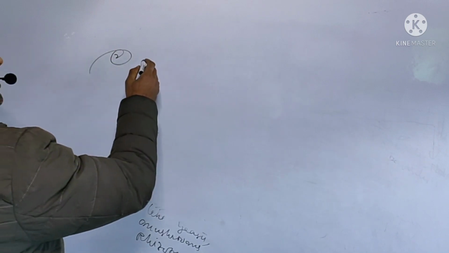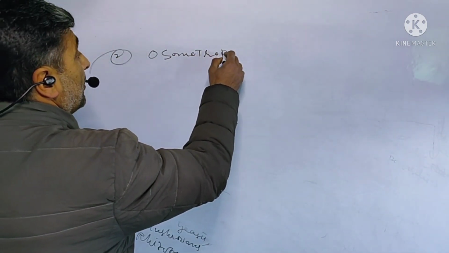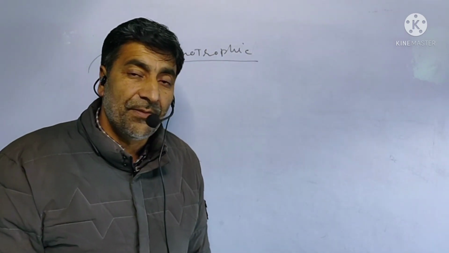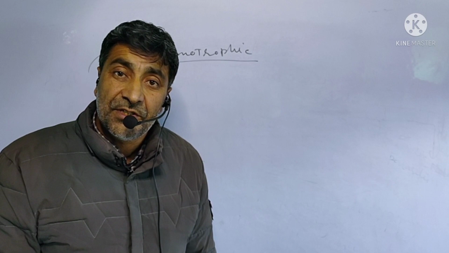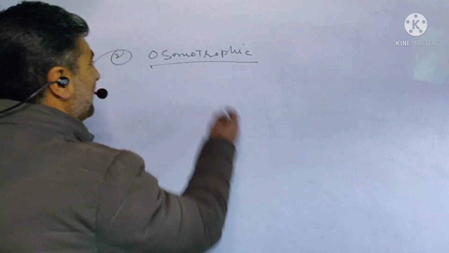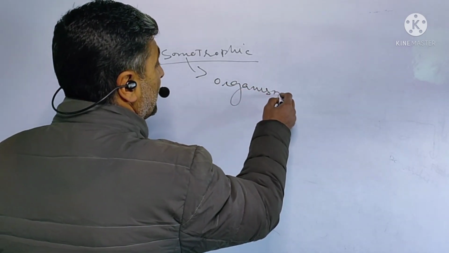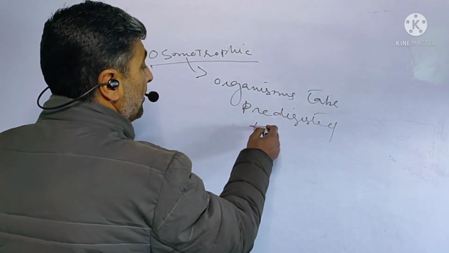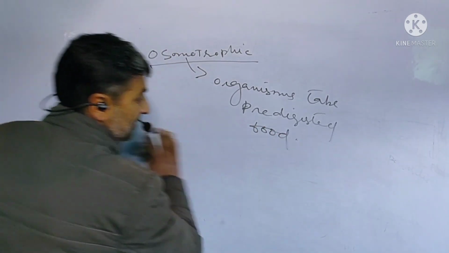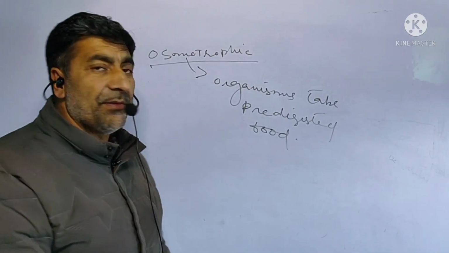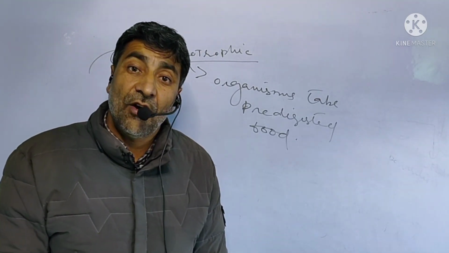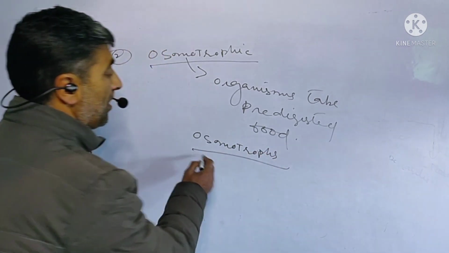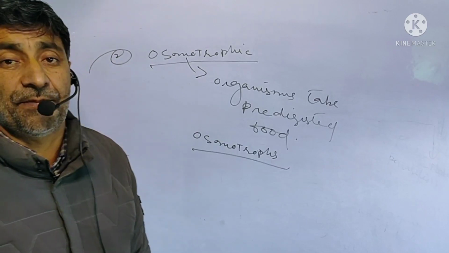Second type, osmotrophic nutrition. What is osmotrophic mode of nutrition? It is a type of nutrition in which organisms take pre-digested food. Pre-digested food means which is already digested. That type of nutrition is called osmotrophic nutrition. And the organisms showing this type of nutrition are called osmotrophs.